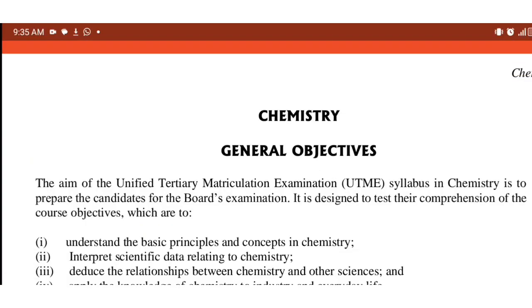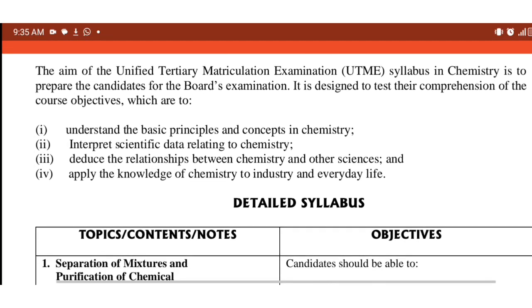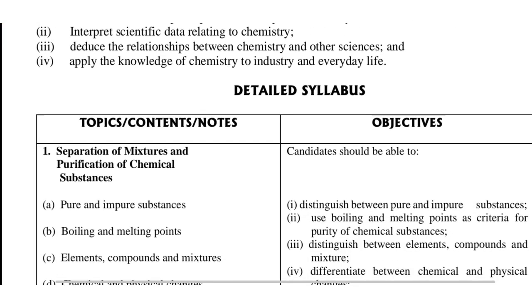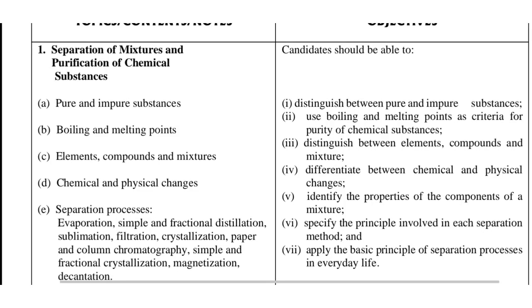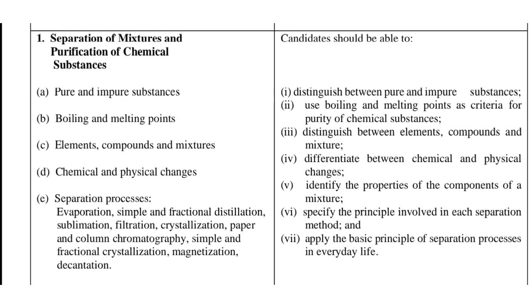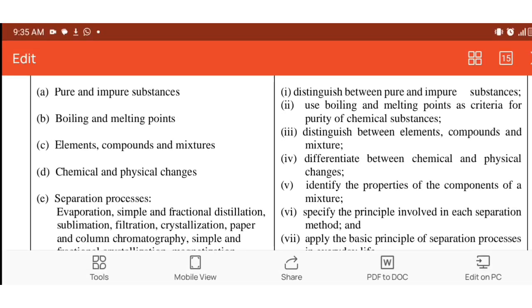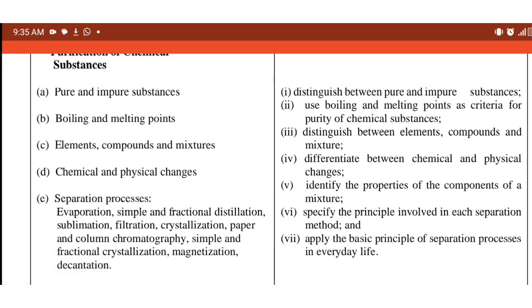So in topic 1 of your Jamb syllabus, you have pure and impure substances, we have the boiling and the melting point, we have element, mixture and compound, chemical and physical changes, and finally the separation processes. In this tutorial, we're going to go right from the first one until the end. So it's a full course on just topic 1, and subsequent videos will be discussing further topics.